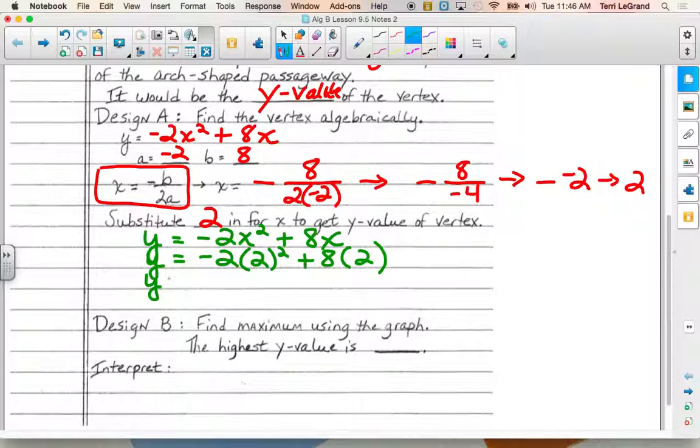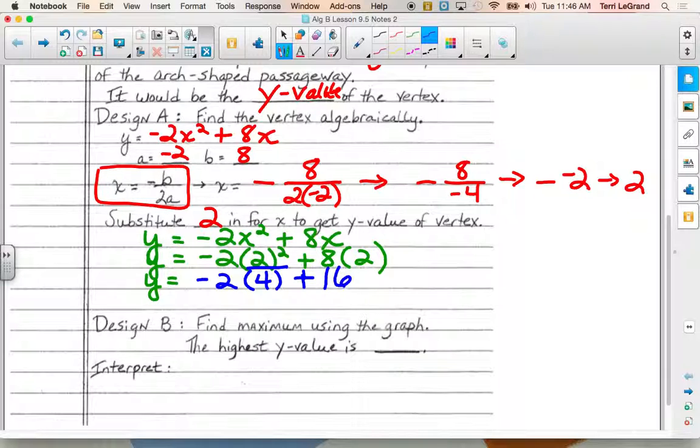And we follow our order of operations. Does -2 get multiplied times +2 first, and then we square? No, you square first. We just do this part right now, so it's -2 times 4. We'd get a different answer if we didn't follow order of operations correctly. And 8 times 2 is 16.